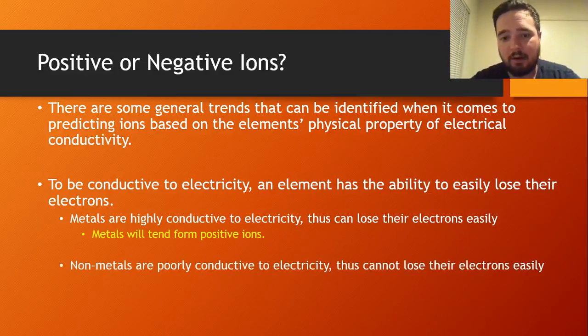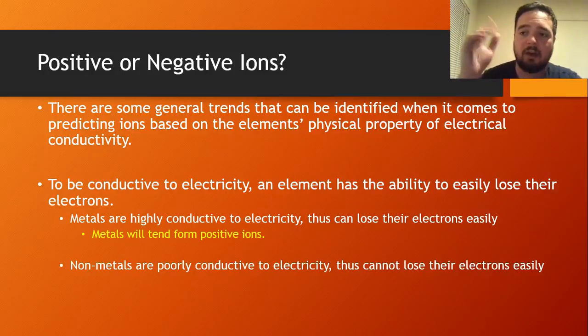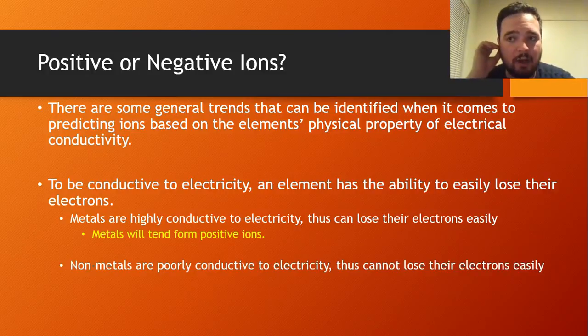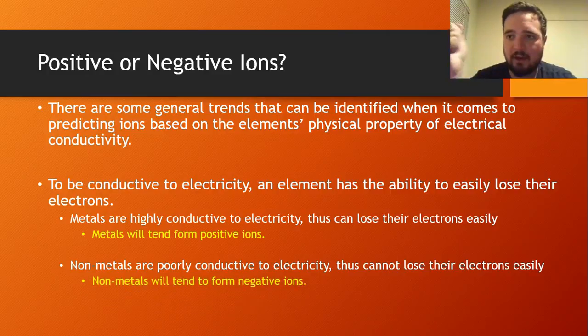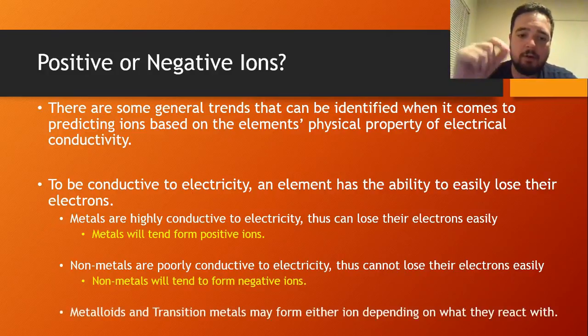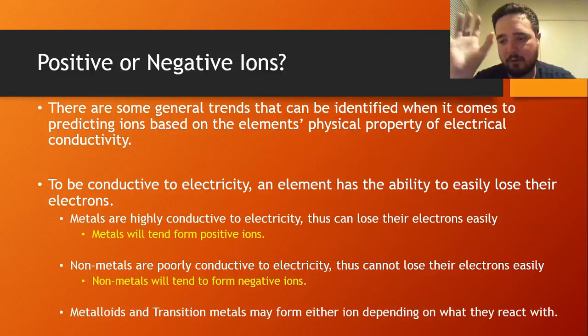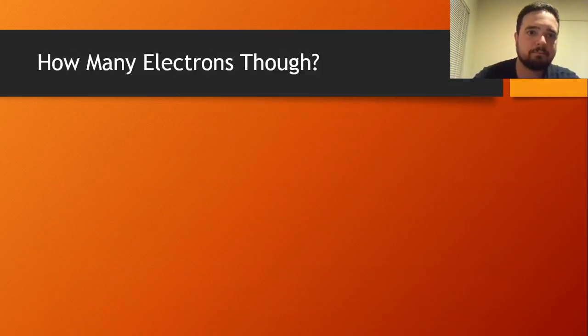Non-metals are poorly conductive to electricity because they do not want to lose their electrons, because non-metals, like in the last video, have very high electronegativity and electron affinity. You want to grab as many electrons as possible and hold on to them as hard as possible. Therefore, since they want more electrons, they're more likely to form negative ions. Metalloids and transition metals may form either type of ion depending on what they react with, and we'll talk about that further in other units.